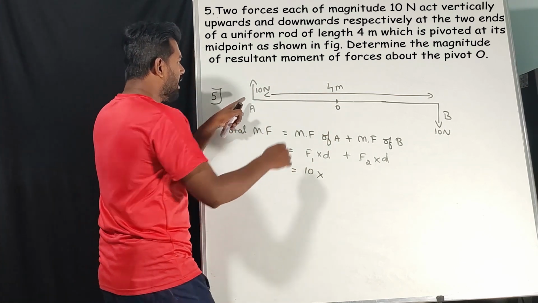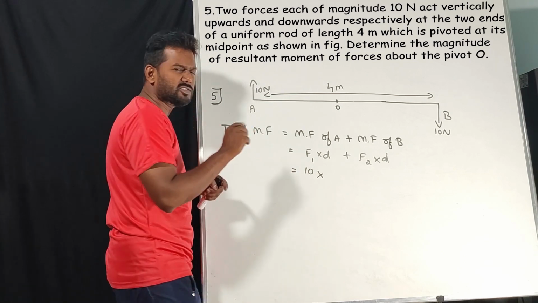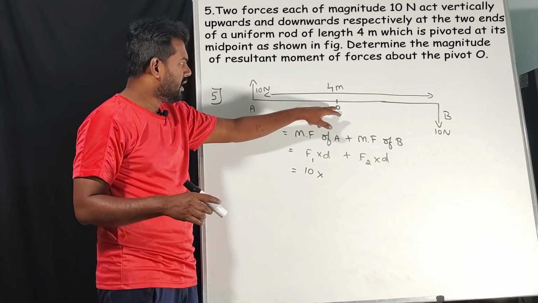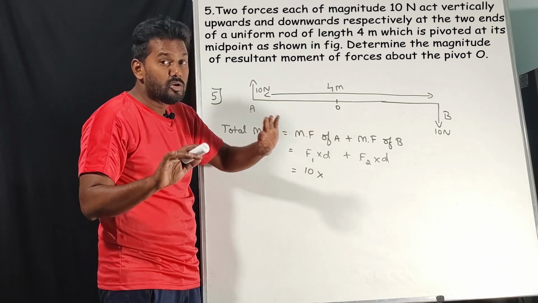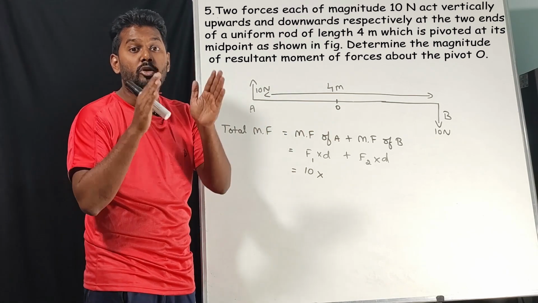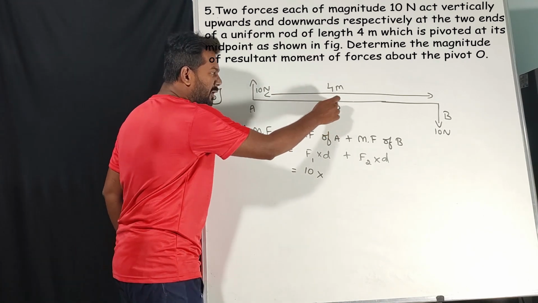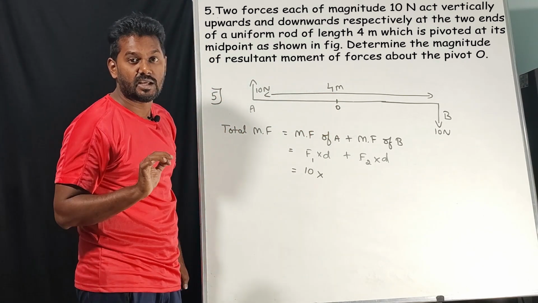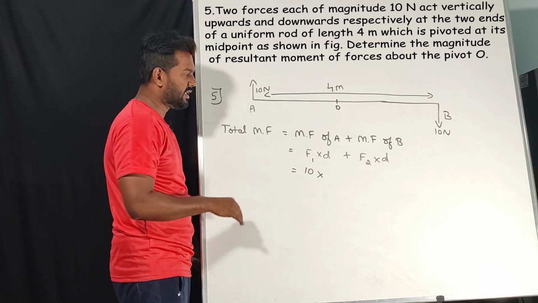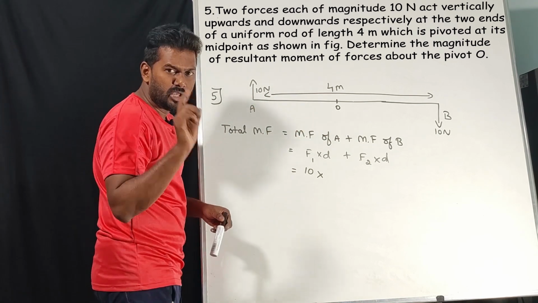Okay, so the total length is 4 meter, then from A to O it is 2 meter. How can we say that? Do you think in the question they have mentioned this is exactly at the center? No, but they have given one important point, that is, it is a uniform rod. Uniform rod means we are going to keep the pivot point exactly at the center. So the total length is 4 meter, then from A to O it is 2 meter.